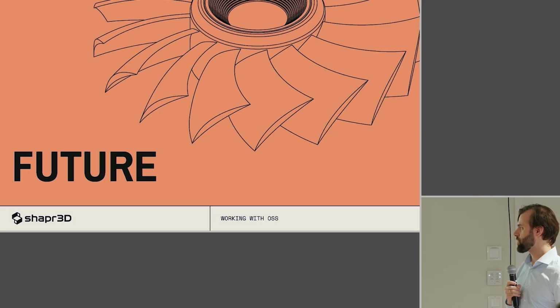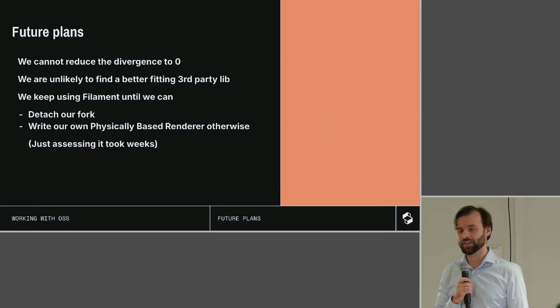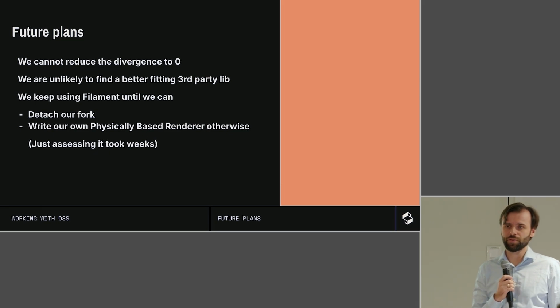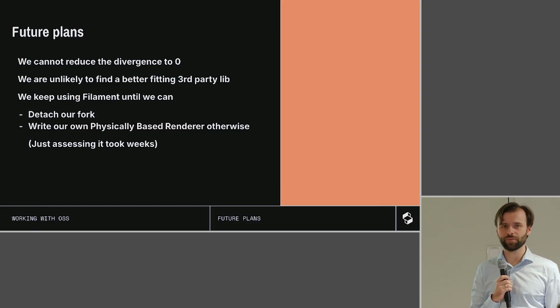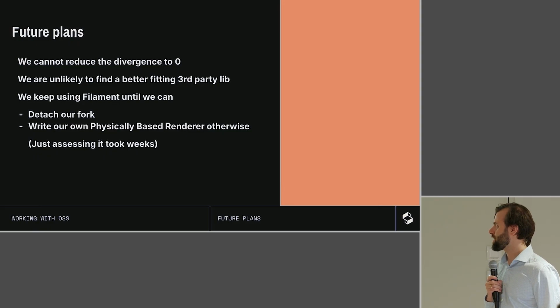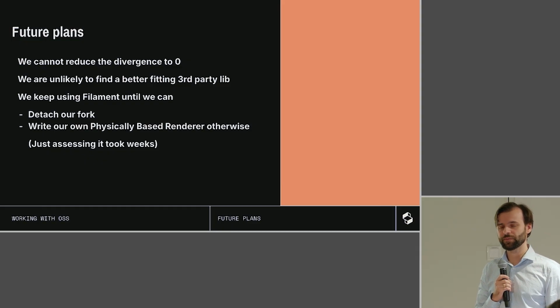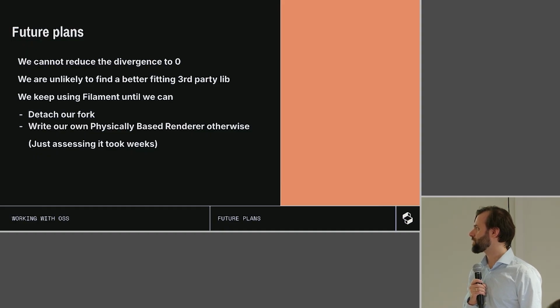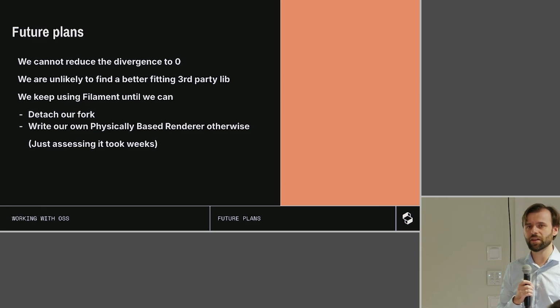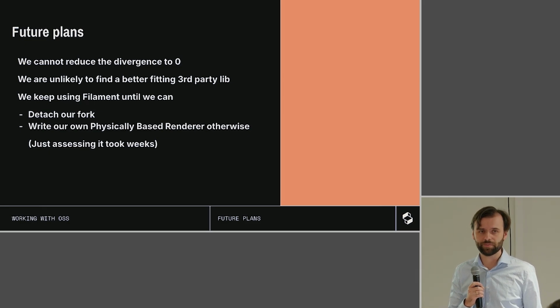Okay, as for the future, we have realized that we cannot reduce the divergence to 0, mainly because we have different roadmaps. We think that we are very unlikely to find a better fitting physically based rendering engine, I mean a third-party lib. Probably we will not replace it. Probably we'll use it until we can. And when we cannot, we have two options. We either fully detach our fork, because our fork right now is a regular GitHub fork. We can always sync it to the upstream, we just don't do it, but we could.